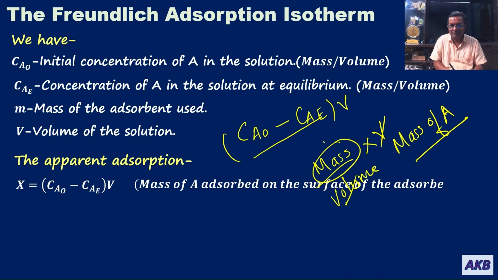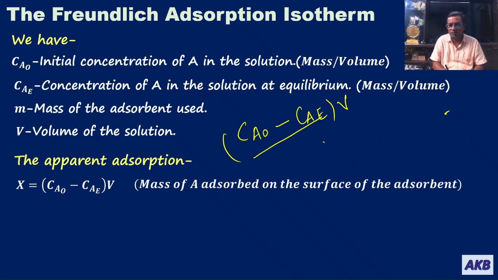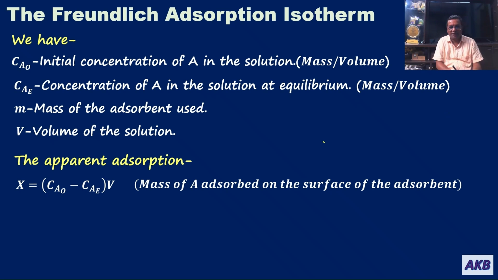Let me just erase this. I have just explained this. What is this X? X is nothing but the mass of A adsorbed on the surface of the adsorbent. How do you get it? Ca0 minus CAE. You can easily measure the concentration in the liquid solution. The difference into the volume of the solution will give you the mass of A that has adsorbed on the surface of the adsorbent.